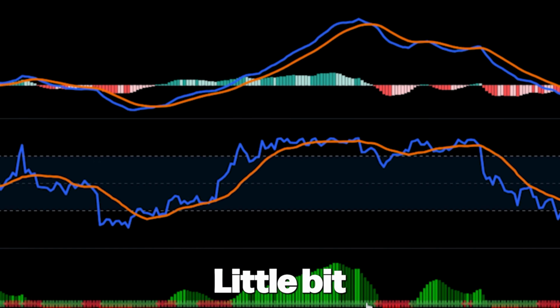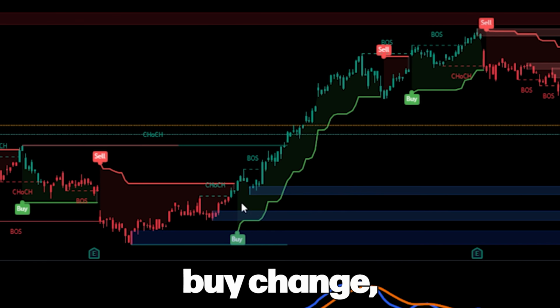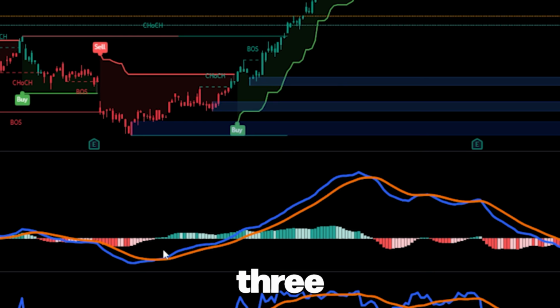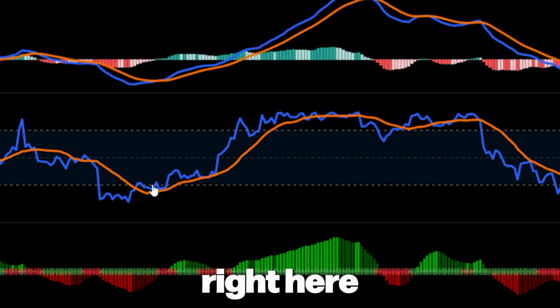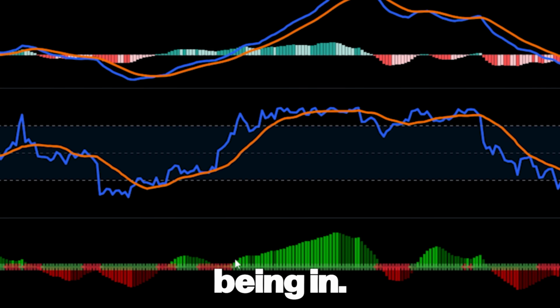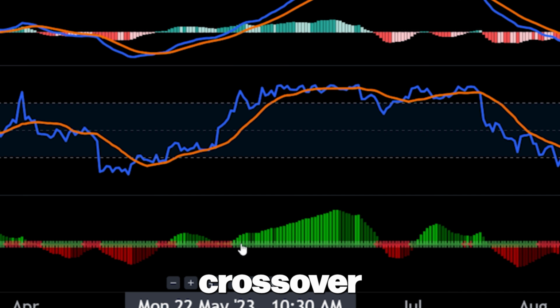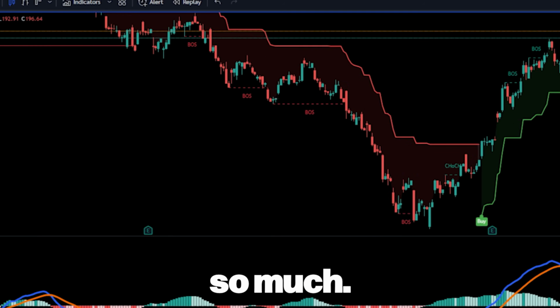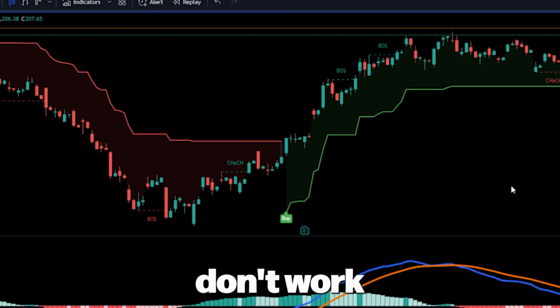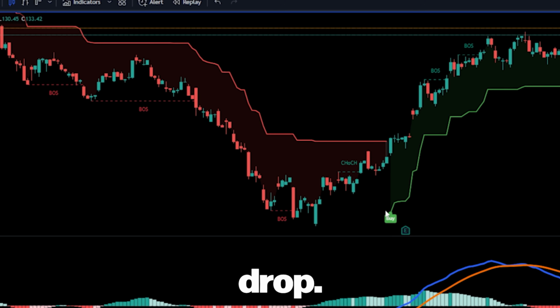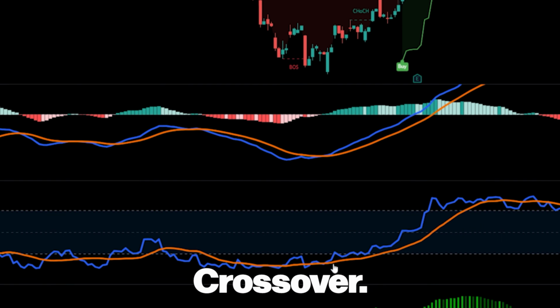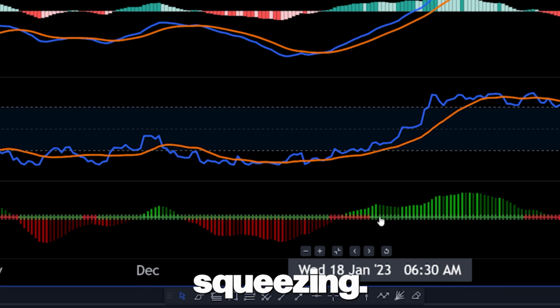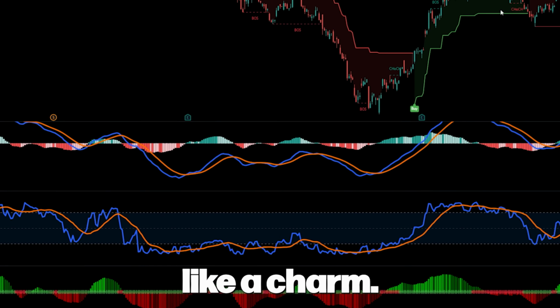Now, let's go back in time a little bit more. Hey, guess what? We had a buy, change of character, that's 2. 3 right here with a crossover, 4 right here with a crossover and the orange line being in, and 5 right there. We have the crossover right there from the green. That's all saying go, go, go. Now, this is why I love to use it so much. You can see even when things don't work out your way, look at this. We had a big old drop, we had a buy, a change of character right here, crossover, crossover, and boy oh boy, we're squeezing. Boom, it works like a charm.